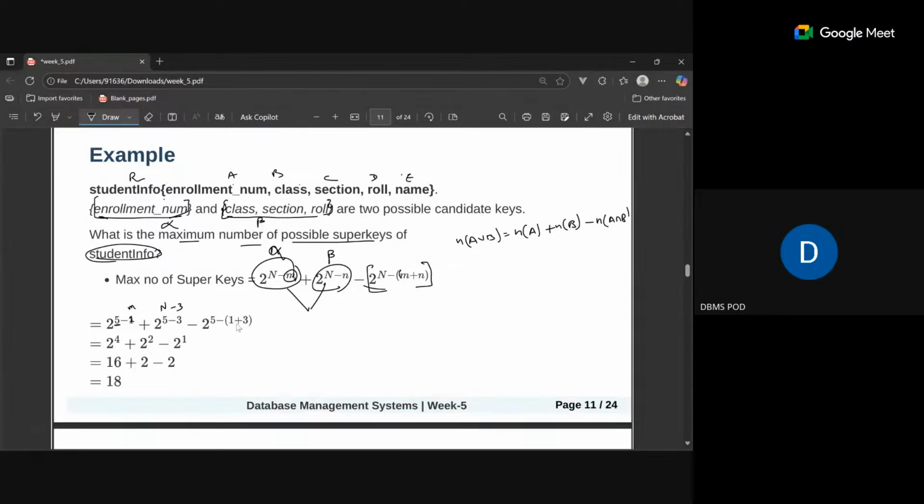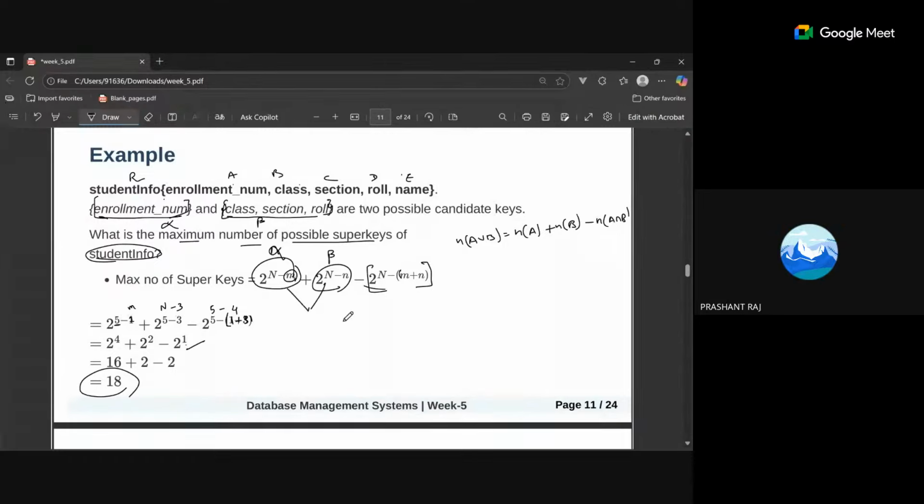And here it is 1 plus 3, 4, so 5 minus 4. Because together, if you take 1 plus 3, it's 4. Then you will be coming up with this, and if you simplify, that is 8.